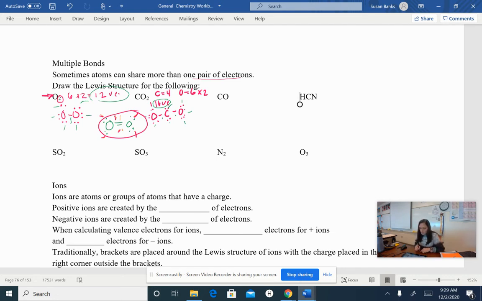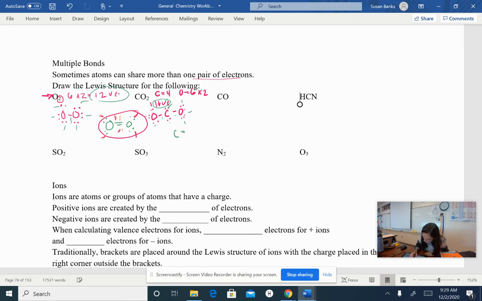If you noticed in our example last time with the oxygen, each double bond saves us 2 electrons. So I need to save 4. So I need to put in 2 double bonds here. So I'm going to put 2 double bonds.